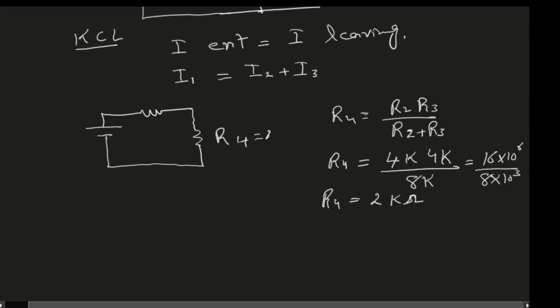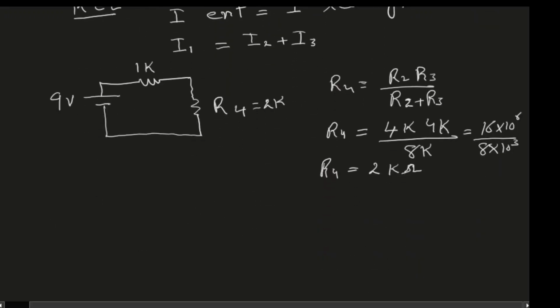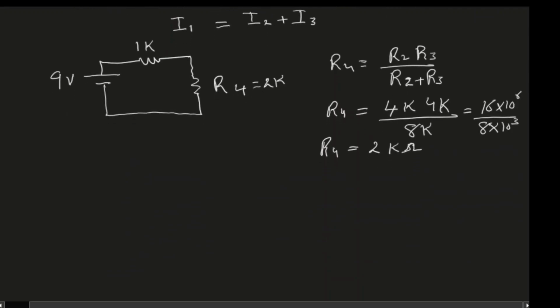So therefore R4 is 2 kilo ohms. Now we have previously selected R1 to be 1 kilo. So this is 1 kilo and we have a 9-volt battery. So now our circuit looks like this. We have now two resistors. One is 2 kilo, the other one is 1 kilo.